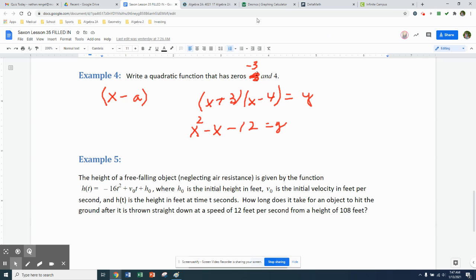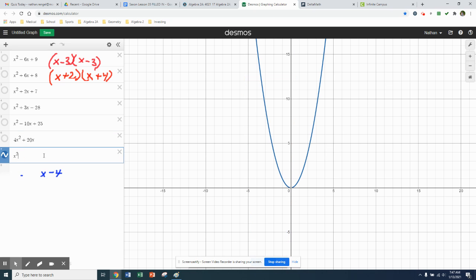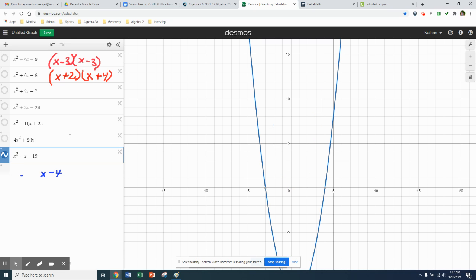And if you're unsure, you can head over to Desmos, and we would type x squared minus x minus 12, and you'll see your two zeros, -3 and +4. So those would be our two zeros that we were given, and that would be the quadratic equation that relates to those. Okay.